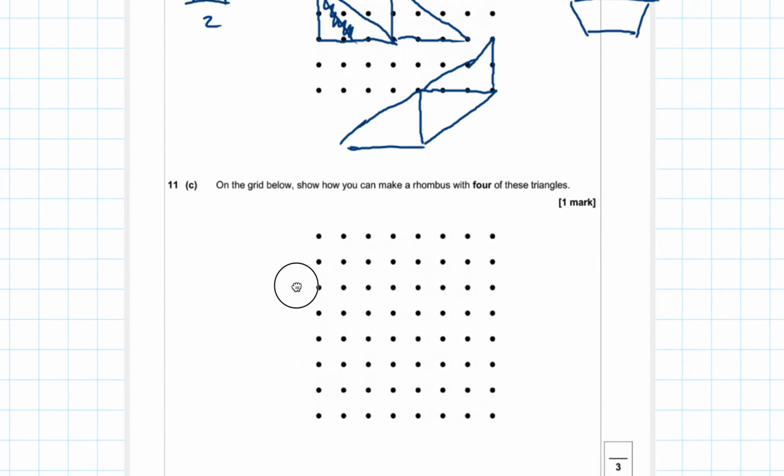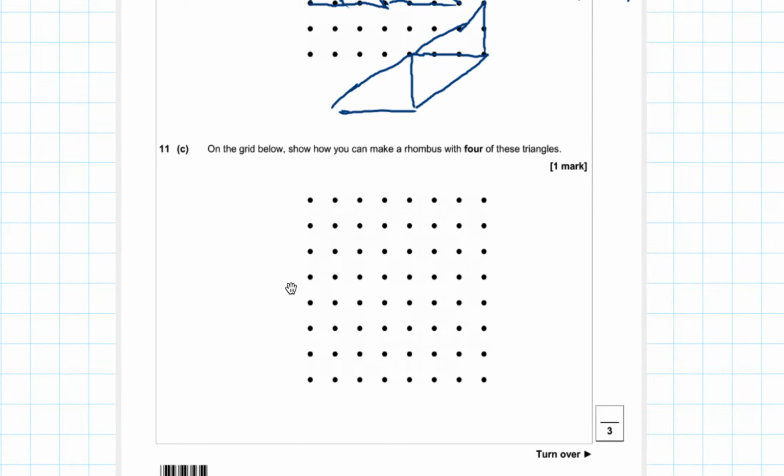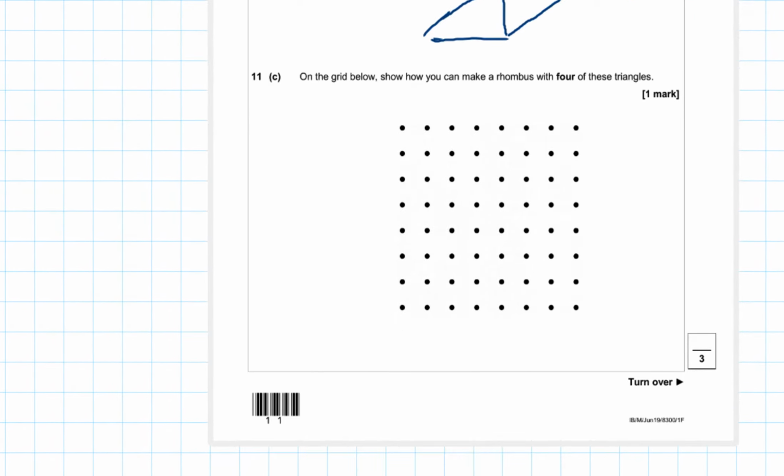And then the last one, a rhombus. A rhombus is almost like a diamond shape-esque type one. So rhombuses, for example, are like this, where all of these sides are the same.